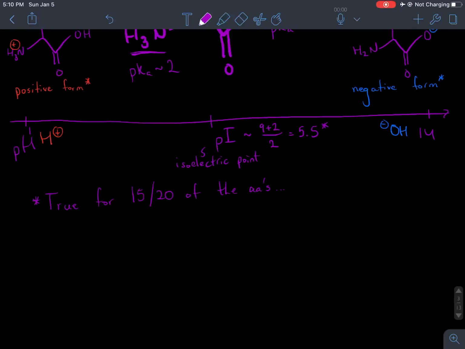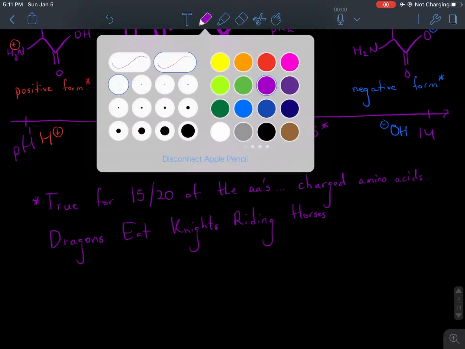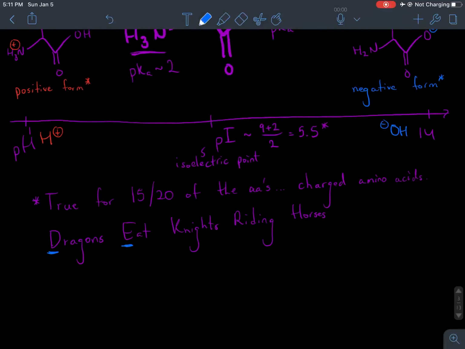Those would be the charged amino acids, because the charges on the R groups mess with the point at which the amino acid is neutral. So the way I like to keep this in mind, and this is a little silly, is it's dragons eat knights riding horses. Where the bad guys of this sentence are the dragons who are doing the eating. And you can imagine when you see a dragon, you like gasp, except, because it starts with a D, you dasp. And so asp is aspartic acid.